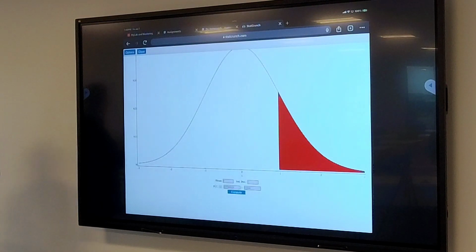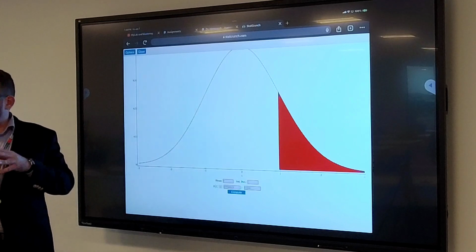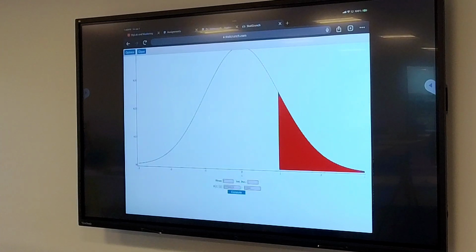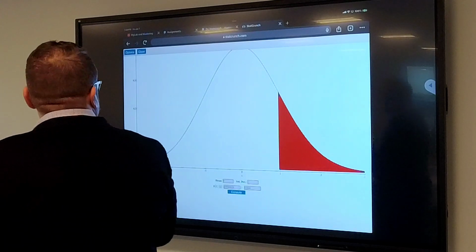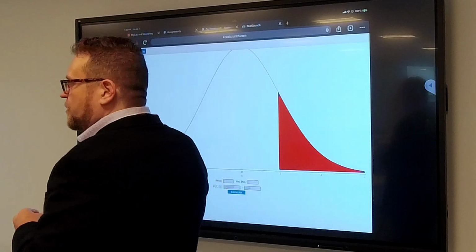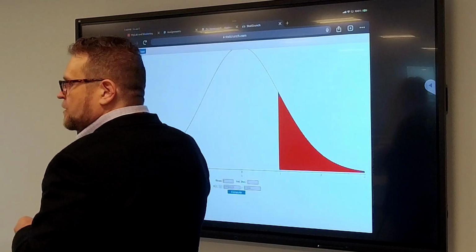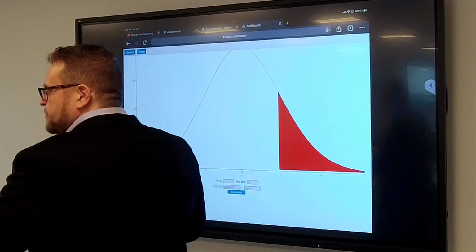And so I'm always wanting to inspect: is the picture I'm getting from the calculator matching the picture that they gave me in the problem? Right.